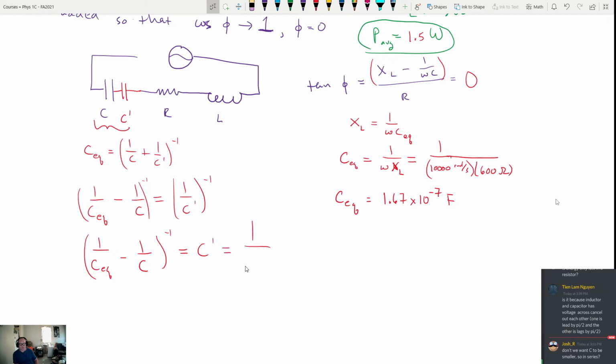So that's going to be 1 over 1.67 times 10 to the minus 7 farads, minus 1 over, I think it was 0.5 times 10 to the minus 6 farads, right? We'll get a positive number out of this, which is good, this to the negative 1. I think I did this right. 1 divided by this minus 1 divided by 0.5 e minus 6, all to the negative 1, gives 2.5 times 10 to the minus 7.